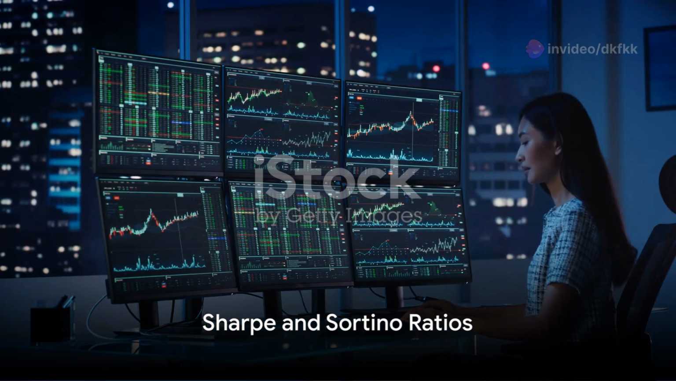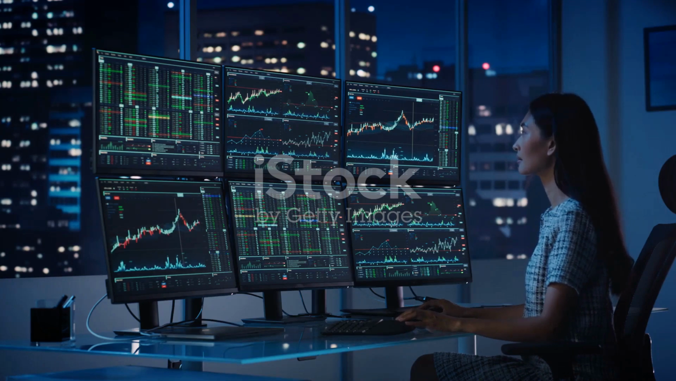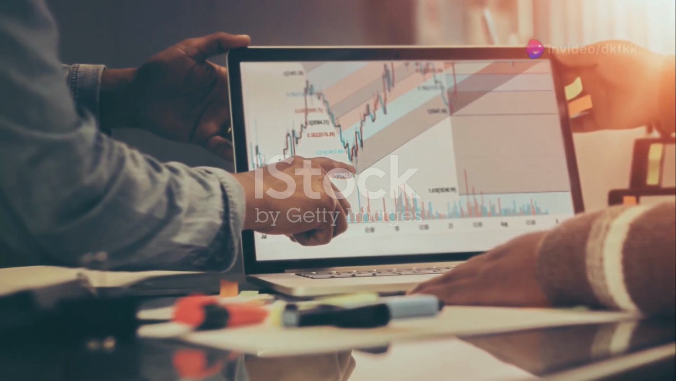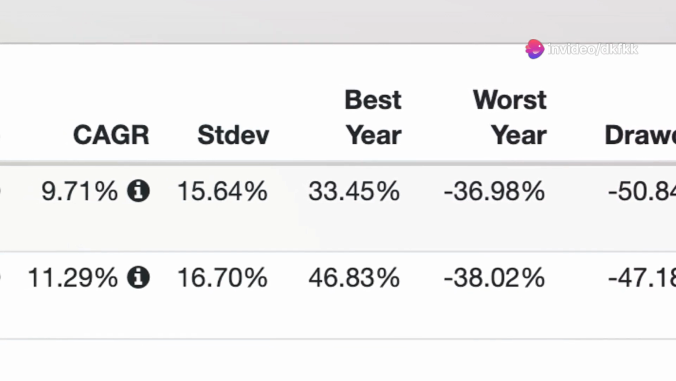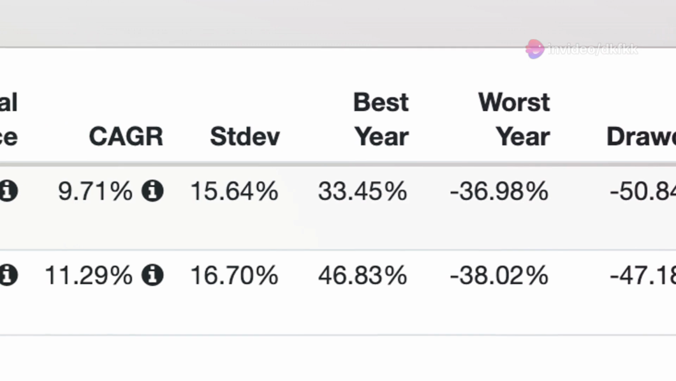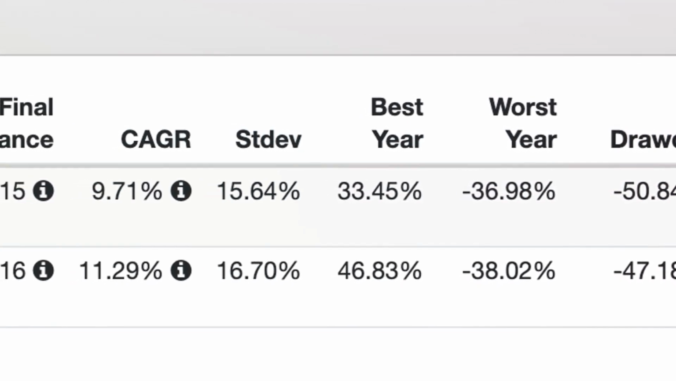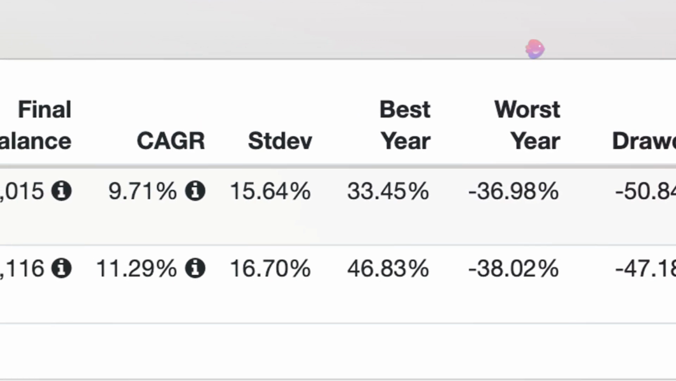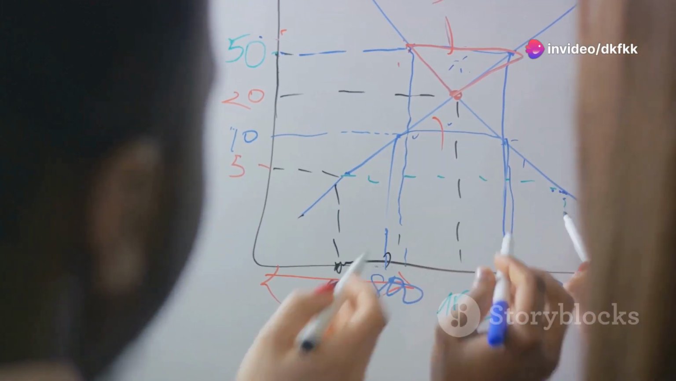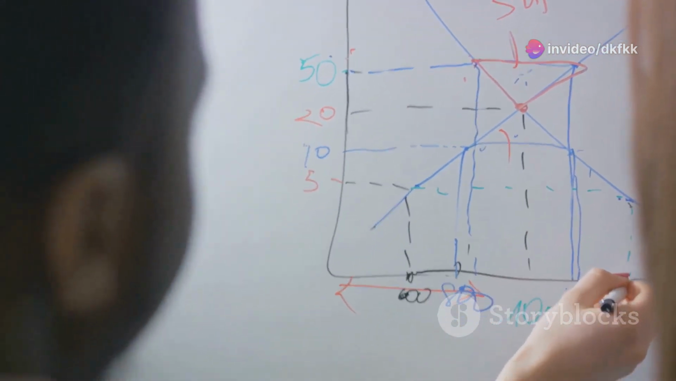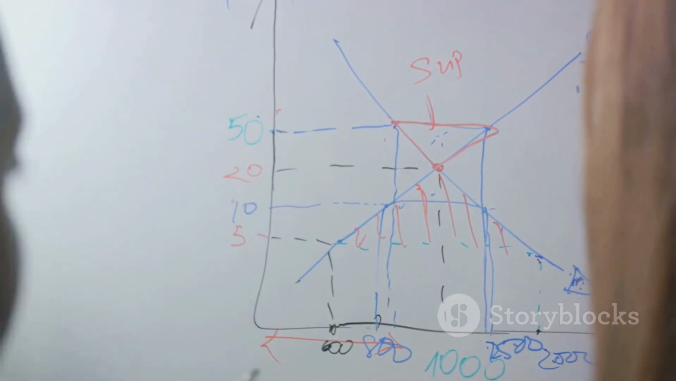How do we measure investment performance considering both returns and risk? Enter Sharpe and Sortino ratios. When it comes to navigating the complex world of investments, understanding risk-adjusted performance metrics is crucial. The Sharpe ratio, for instance, measures the excess return per unit of risk in an investment. In simpler terms, it tells us how much additional return you're getting for taking on extra volatility. The Vanguard Growth ETF, or VUG, boasts a Sharpe ratio of 0.64, suggesting a favorable return compared to its risk level.